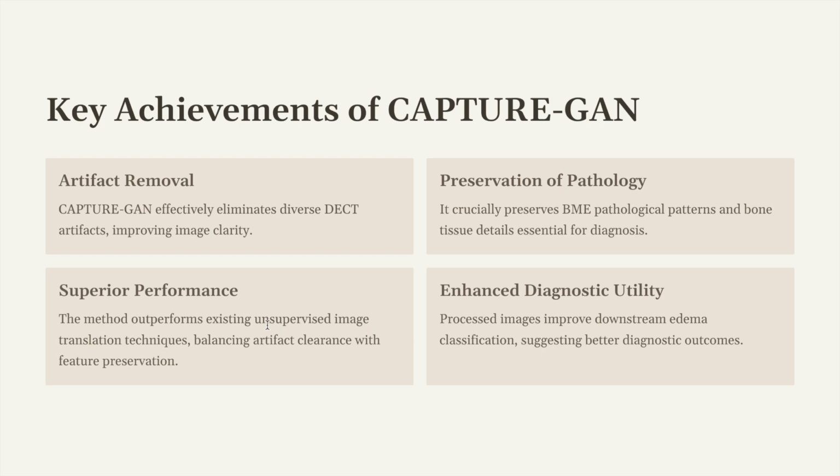CAPTURE-GAN outperforms existing supervised approaches, for example standard CycleGAN, AttentionGAN, and StarGAN, in balancing artifact clearance with feature preservation. When the authors ran a standard CycleGAN on the same DECT dataset, they found that the CycleGAN would sometimes completely erase mild edema, mistaking it for artifact. AttentionGAN, designed originally for facial attribute manipulation, and StarGAN also struggled to maintain medical fidelity. In contrast, CAPTURE-GAN struck the optimal balance. Artifacts went away, but true BME remained.